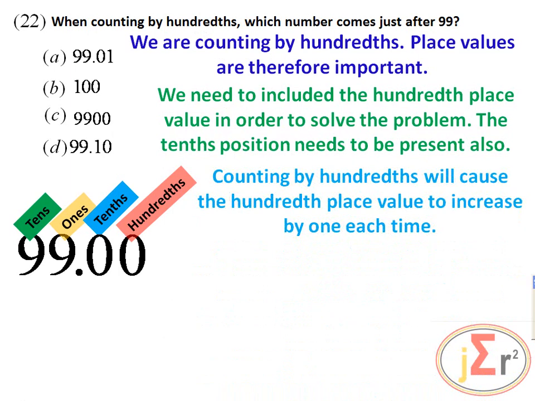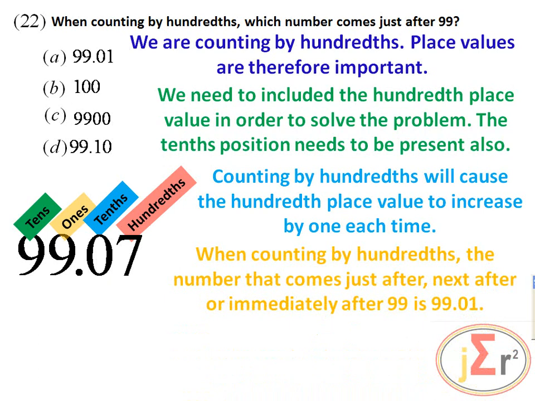Counting by hundredths will cause the hundredth place value to increase by 1 each time. So if we are counting by hundredths, this is the place value that will be affected directly. So 1, 2, 3, and so on. We are counting in or by hundredths. Therefore, the hundredth place value is the one that will be increasing by 1 each time. When counting by hundredths, the number that comes just after, next after, or immediately after 99 is 99.01.